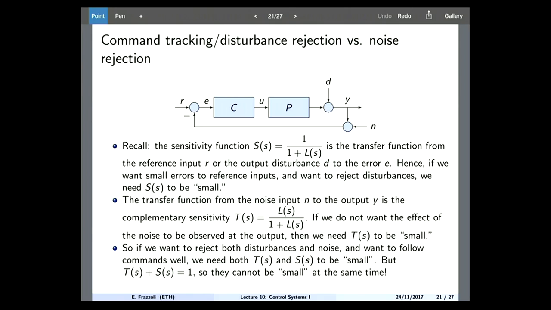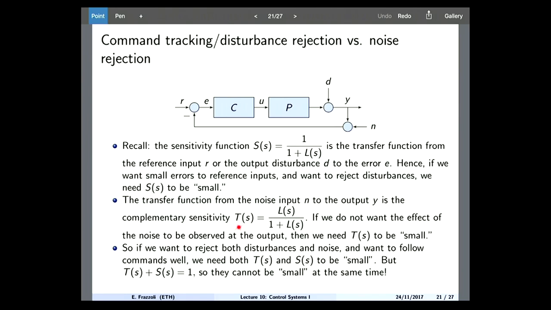So if you want small errors when I change my reference input, what I want is for S to be small, right? Because that's the magnitude of my error. So I want S to be small in such a way that I have good tracking, small errors, good disturbance rejection.